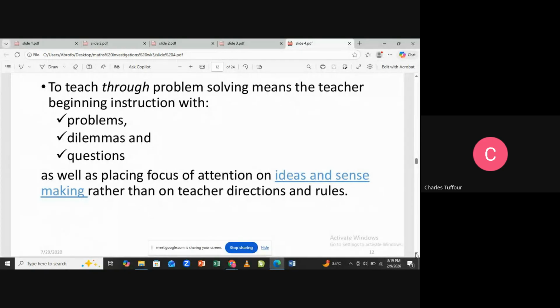Good. As well as placing focus and attention on ideas and sense making rather than on teacher direction and rules. Put this one at the back of your medulla oblongata: that teaching through problem solving.